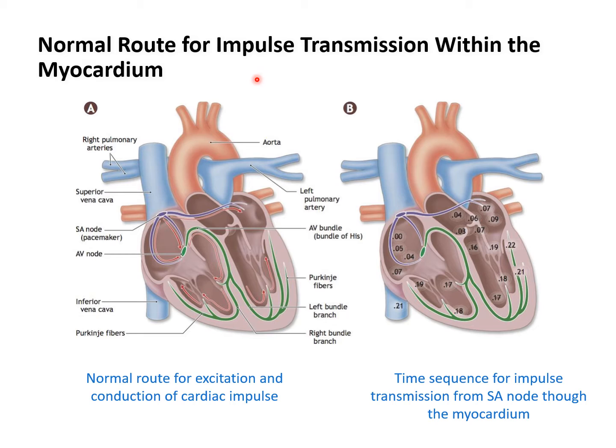So here's the normal route for impulse transmission within the myocardium. As you guys can see here, the sinoatrial node sits on top of the right atrium. And essentially what it does is it sends out these different signals to the left atrium as well as to its own atrium, the right atrium. And then that drives signals down to the AV node, and that AV node sends that signal down towards the Purkinje fibers, which eventually contract the ventricles. So you guys can kind of follow these little red arrows here, and you can see where that pulse transmission ends up going to.